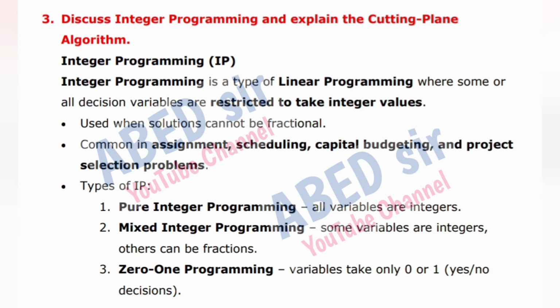Types of IP. 1. Pure integer programming, all variables are integers. 2. Mixed integer programming, some variables are integers, others can be fractions. 3. 0-1 programming, variables take only 0 or 1, yes-no decisions.